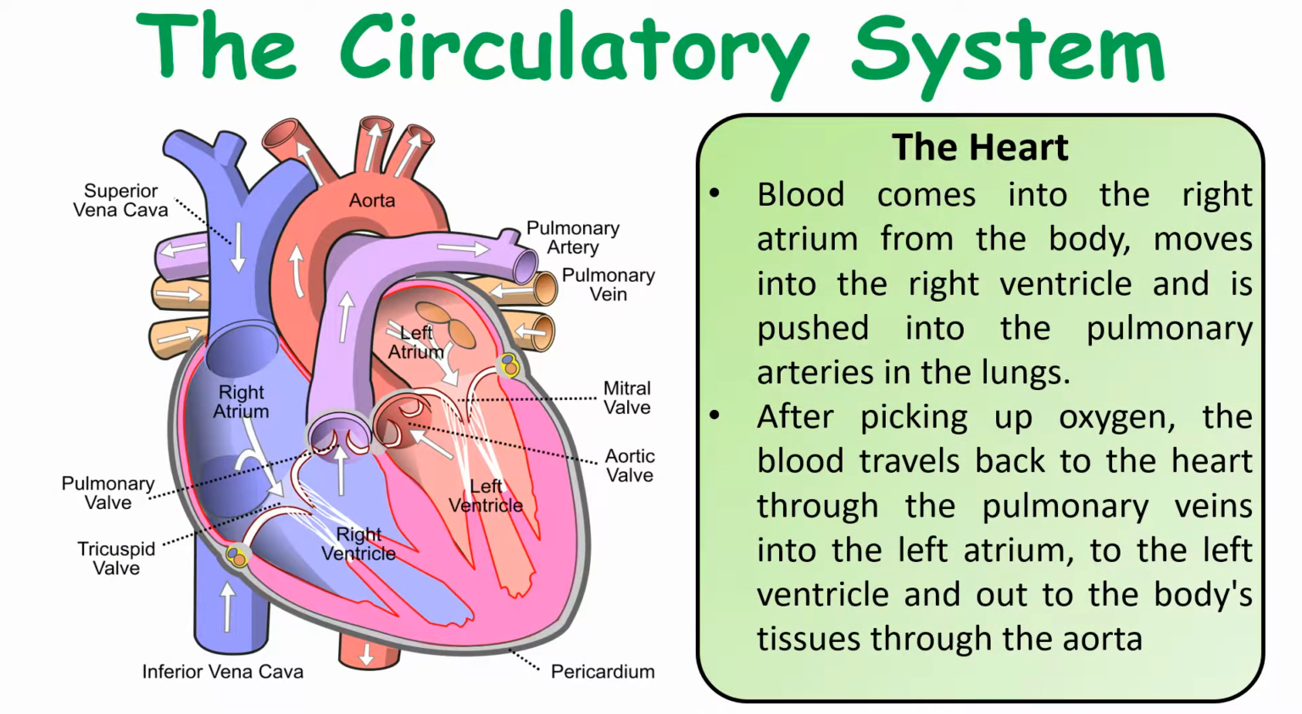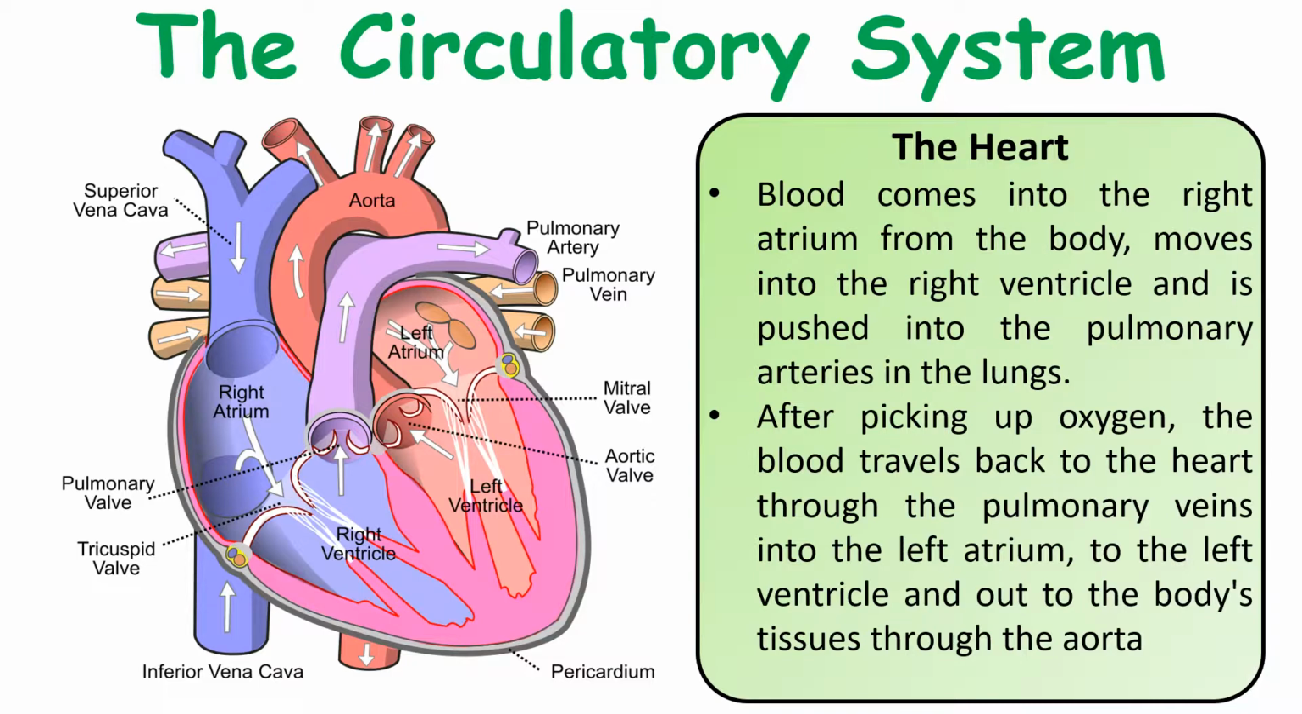The heart pumps the blood around the body. You'll need to know for GCSE biology the basic way that the blood is travelling around the heart. So we start off: deoxygenated blood travels into the heart through the vena cava. It travels into the right atrium. As the right atrium contracts, that forces open a valve and forces it into the right ventricle.